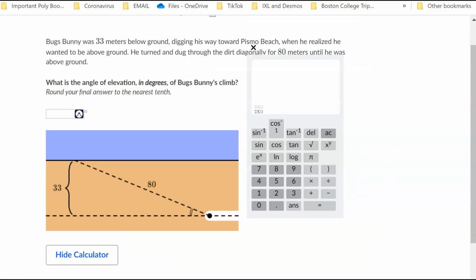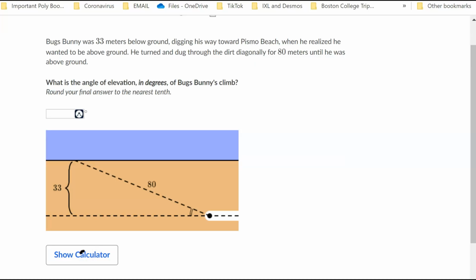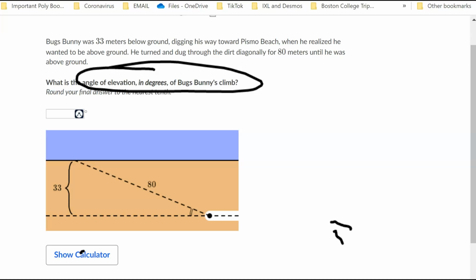Okay, this one here I'm going to do right on Khan Academy. Khan Academy actually has where you can pull up the calculator. Bugs Bunny was 33 meters above the ground. Again, they tell you everything, but then they put everything on the picture. Digging his way, blah blah blah. He realized he wanted to go above ground. He turned around. What is the angle of elevation? See, this is important because they're looking for the angle of elevation.